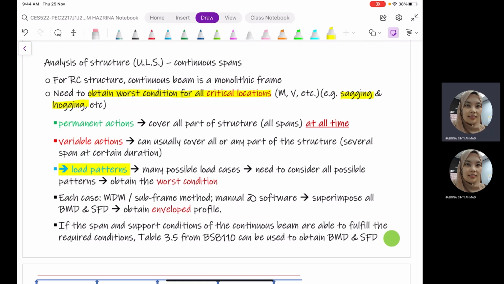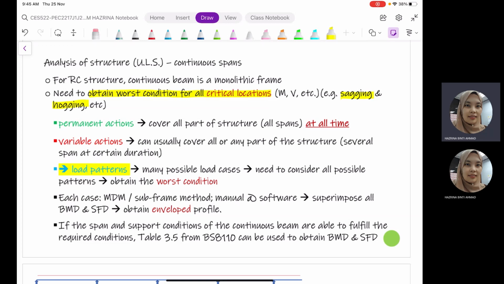For each case, we are going to do the moment distribution method, or subframe method, and it can be done manually or using software. However, it is much easier if you can do it using software, because if you are doing it manually, it requires multiple calculations. If you still remember from your analysis subject, the moment distribution method calculation is quite tedious.